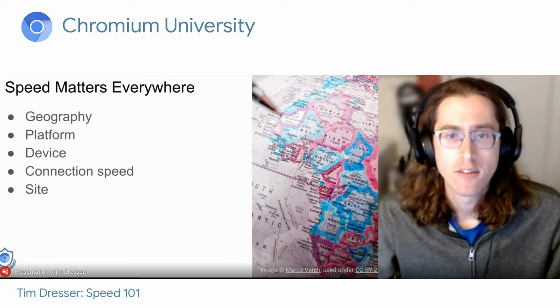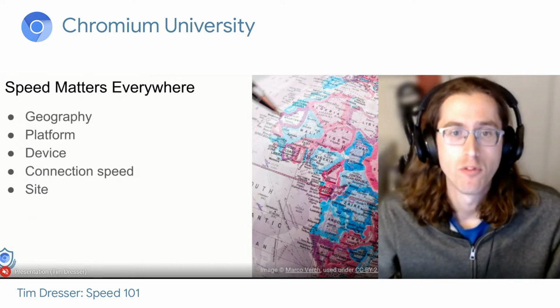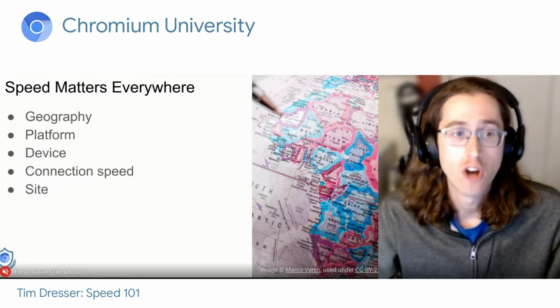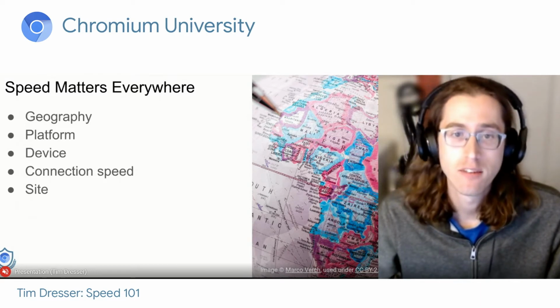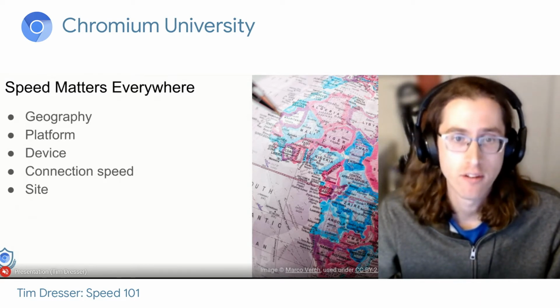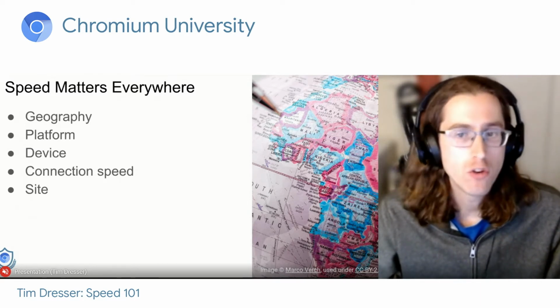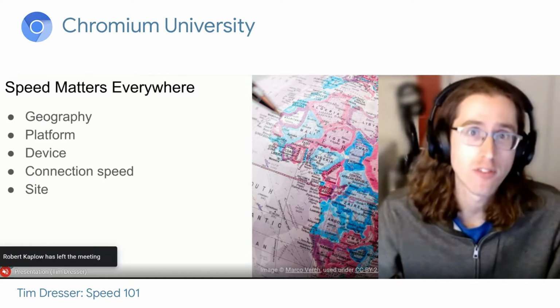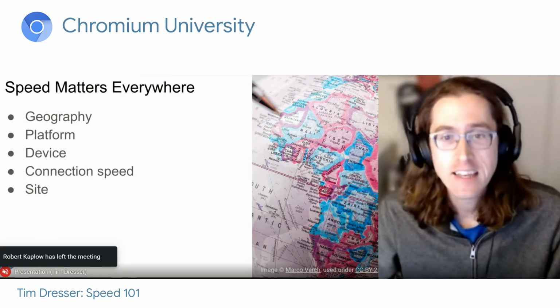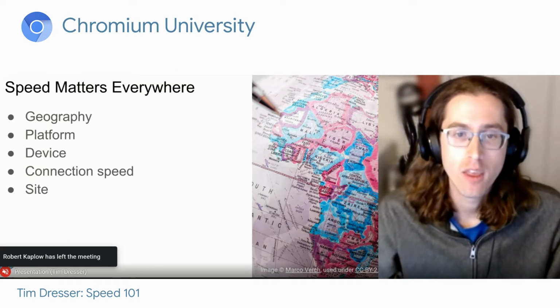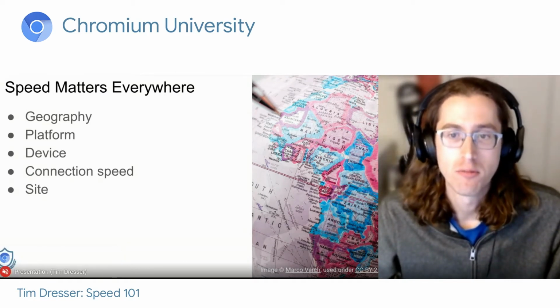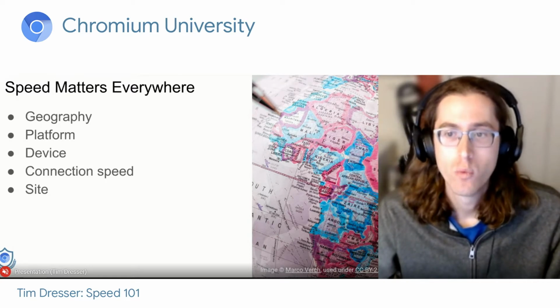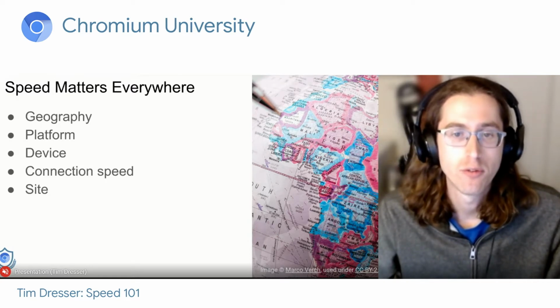Different contexts can result in vastly different performance, whether it's geography, platform, device, connection speed, or site. We've seen huge scrolling regressions which only apply to a specific model of a specific Android phone due to tiny differences in GPU. In order to reason about this massive variety of contexts, we need to be able to quantify performance to enable data-driven decision-making.